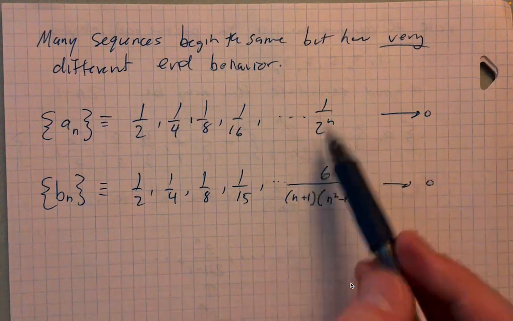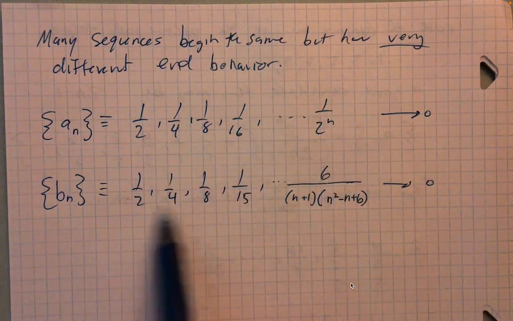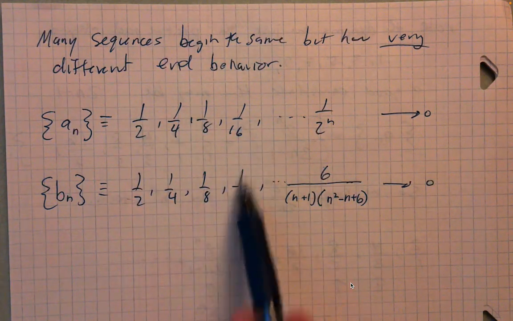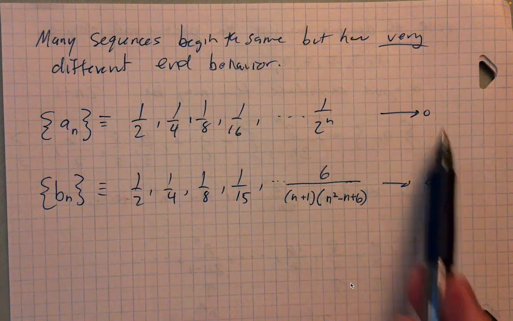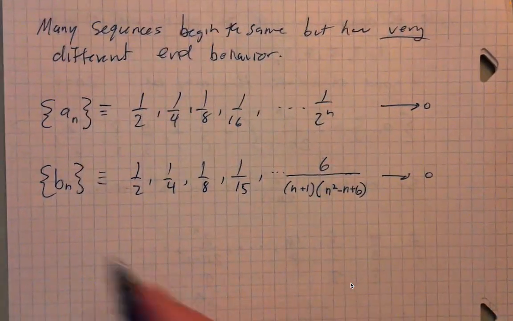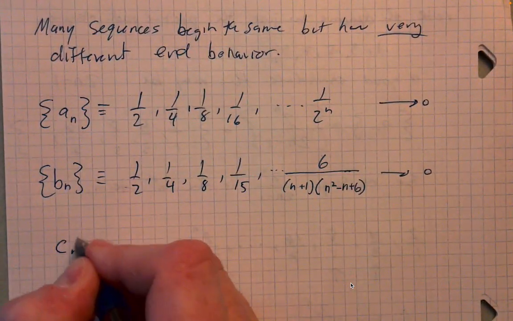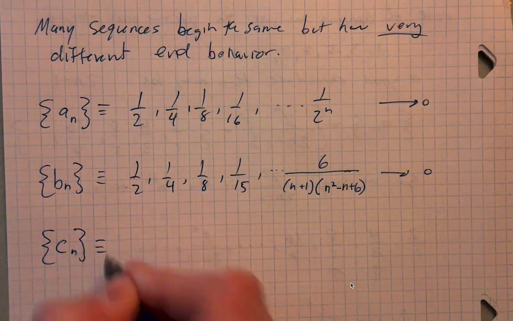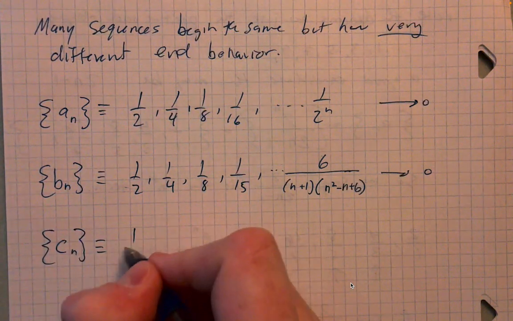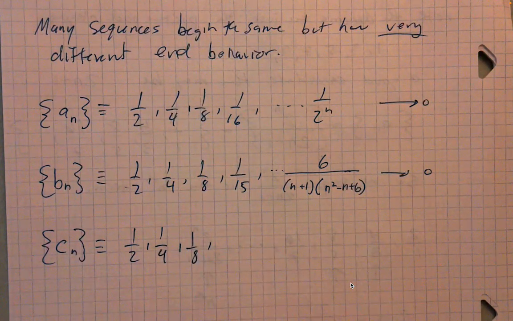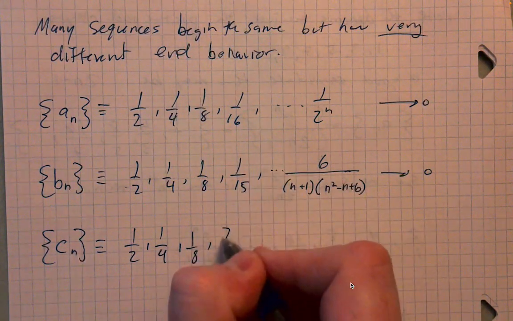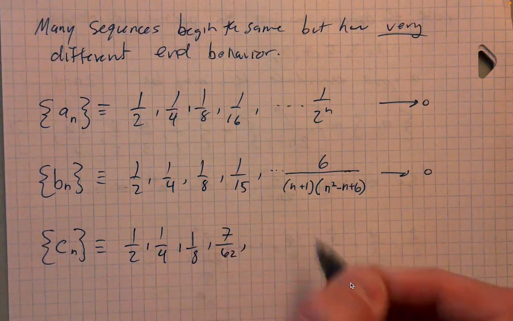So they look very different. The first couple of terms are identical. By the 4th term they start to differ, but ultimately they end up in the same place. Okay. What about this sequence? Here again, starting at 1/2, 1/4, 1/8, but then the 4th term is 7 over 62, and it continues.